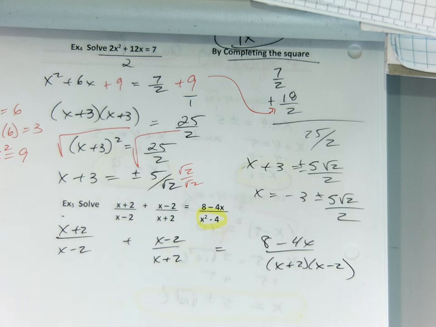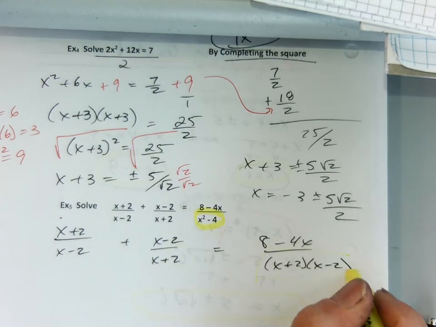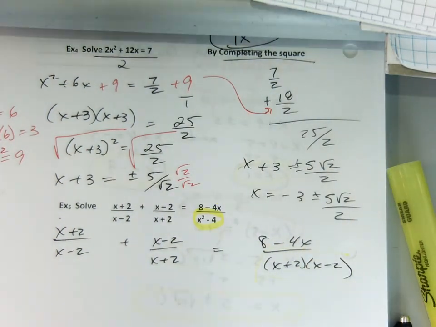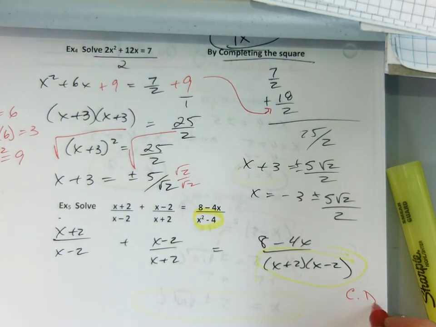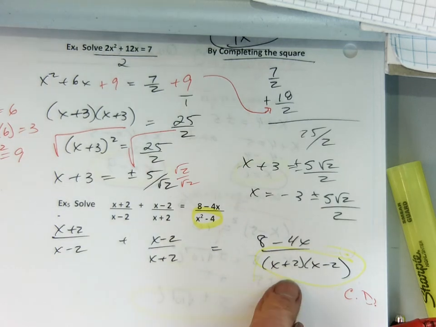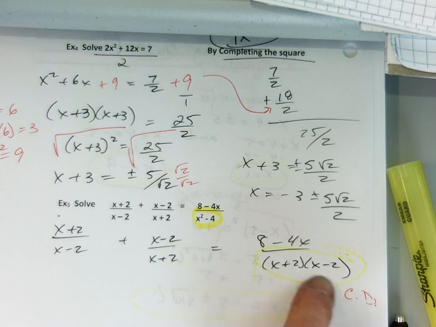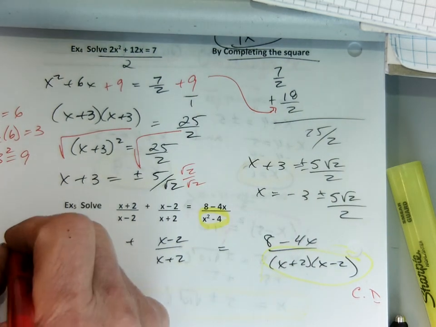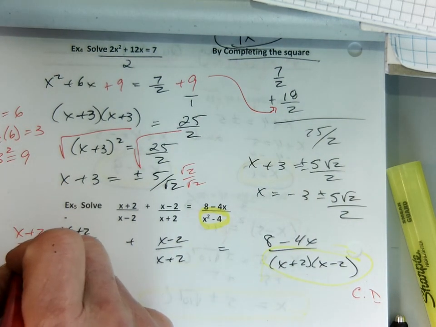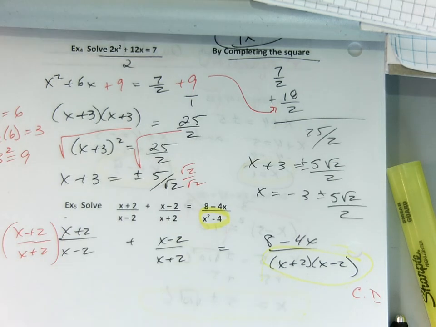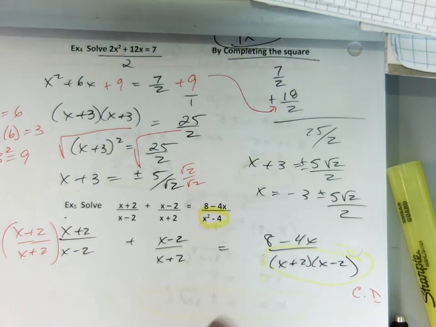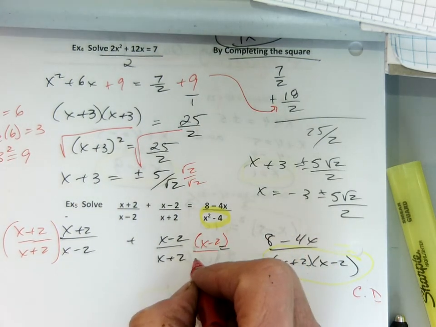Fractions, unfortunately, need a common denominator. This would be the common denominator. I'll call it CD. So, to make all of the fractions have x plus 2, x minus 2, I'll take the first fraction and multiply it by x plus 2 over x plus 2, okay? Because that'll give it a common denominator. I'll multiply the second fraction by x minus 2 over x minus 2, okay?